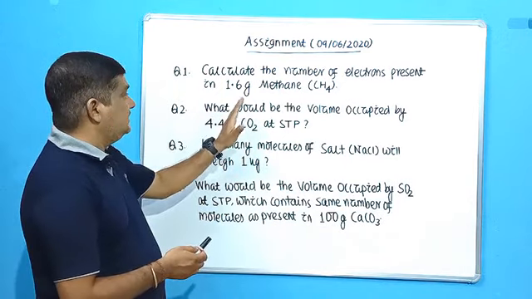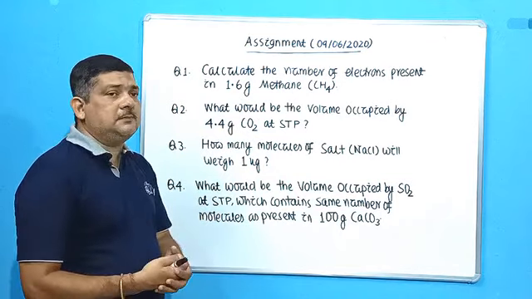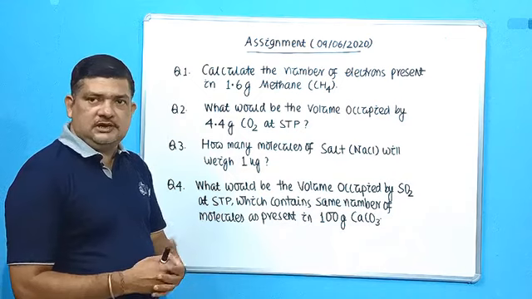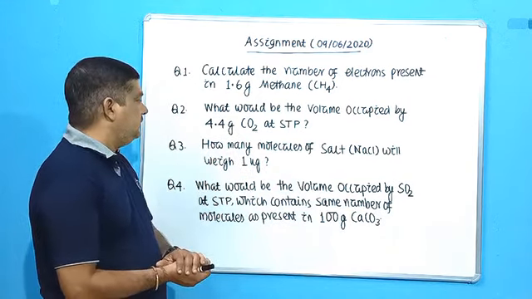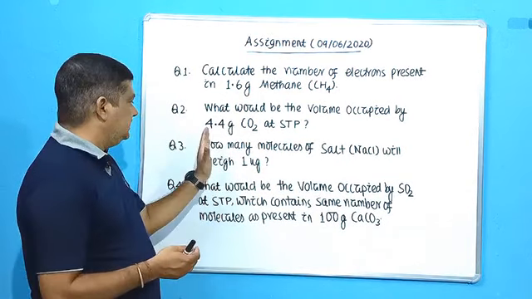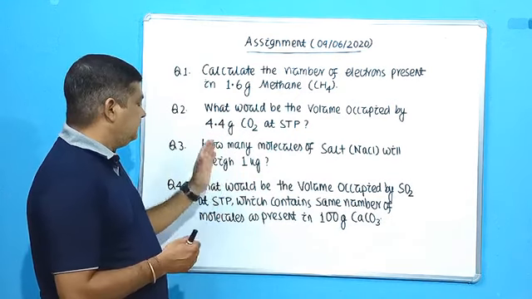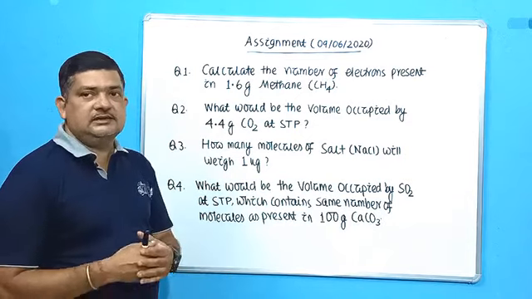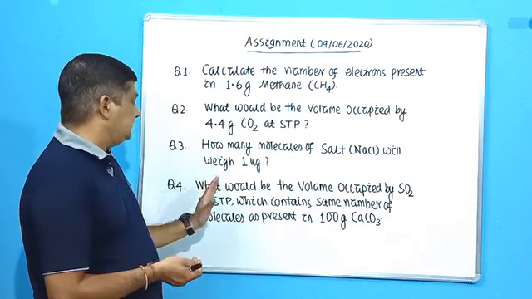Question 1. Calculate the number of electrons present in 1.6 gram methane. If you take 1.6 gram of methane, how many molecules of methane will be there? Easy one, you can easily solve it. Then, what would be the volume occupied by 4.4 gram carbon dioxide at STP? If you take 4.4 gram of carbon dioxide, which is a gas, what will be the volume occupied by it at standard temperature and pressure?